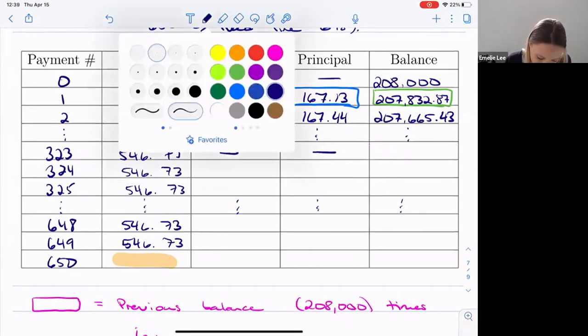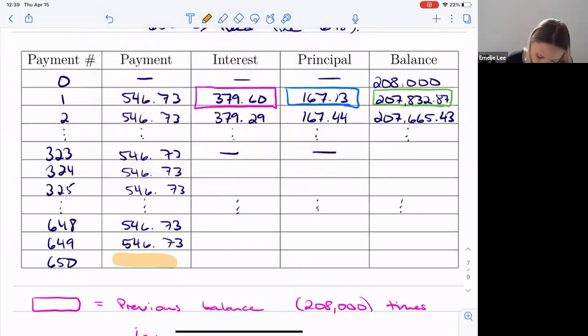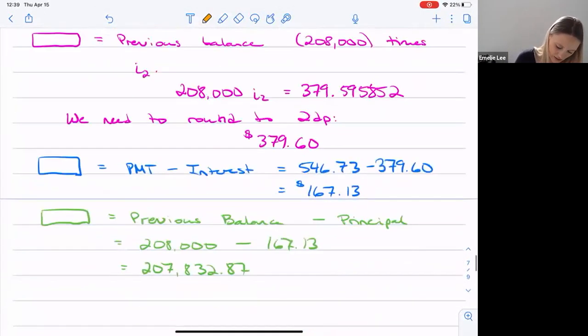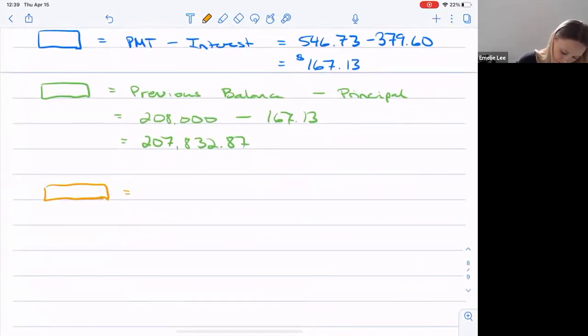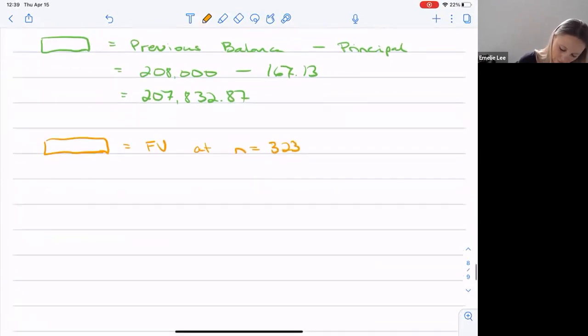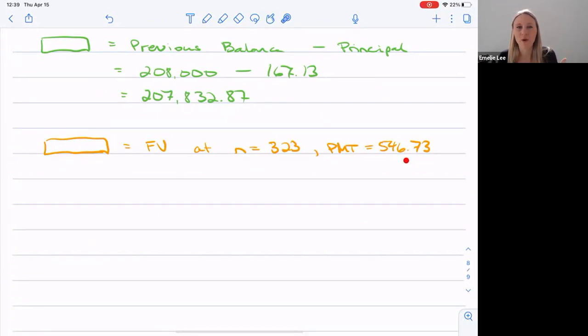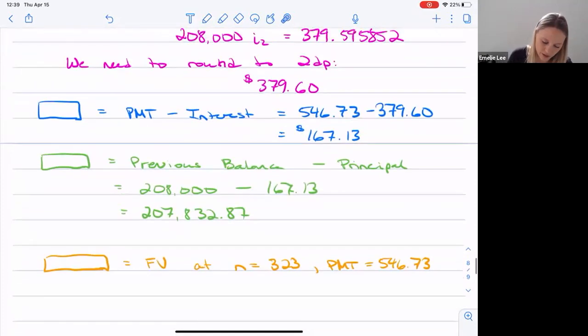Okay, so what's a color that I can use here? Orange, I guess. Okay, so this is the future value at n equals 323, and the PMT equals 546.73. This is where it's really important that you use your positives and negatives properly, right? If you keep this as positive, then essentially you're borrowing 208,000, and then each biweekly period you're borrowing another 546 if you keep them both positive. So you have to be paying off the loan, right? So it becomes really, really important.